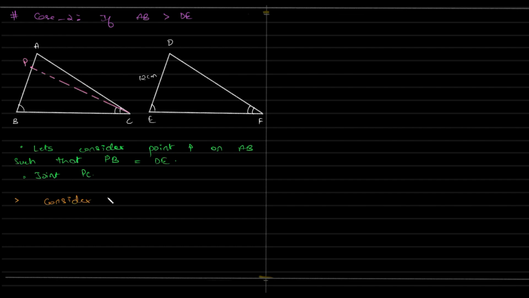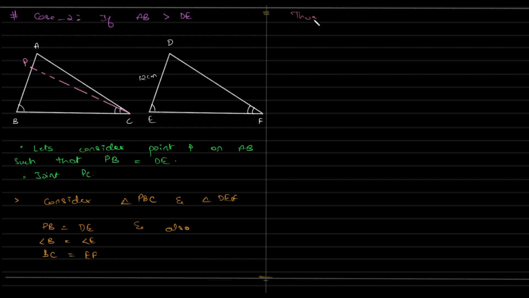Now consider triangle PBC and triangle DEF. We have PB is equal to DE, and also we have angle B is equal to angle E. Okay, it's already given. And BC is equal to EF. This is also given. Right? So again, with SAS, these two triangles are same.